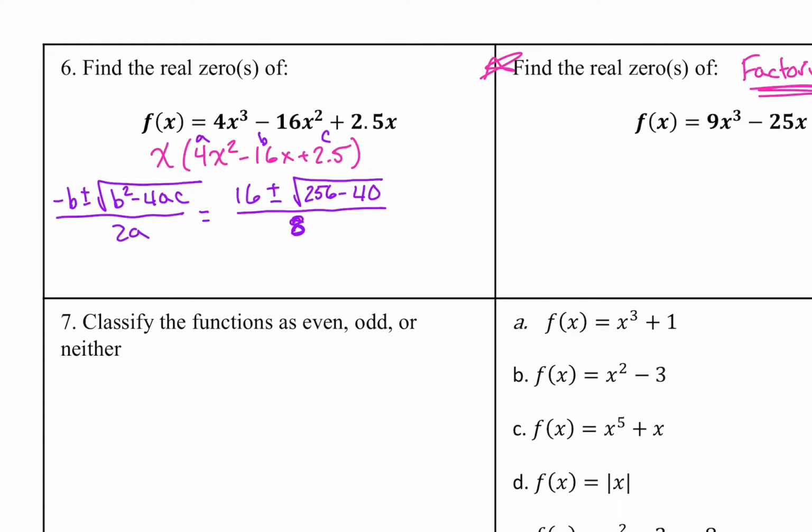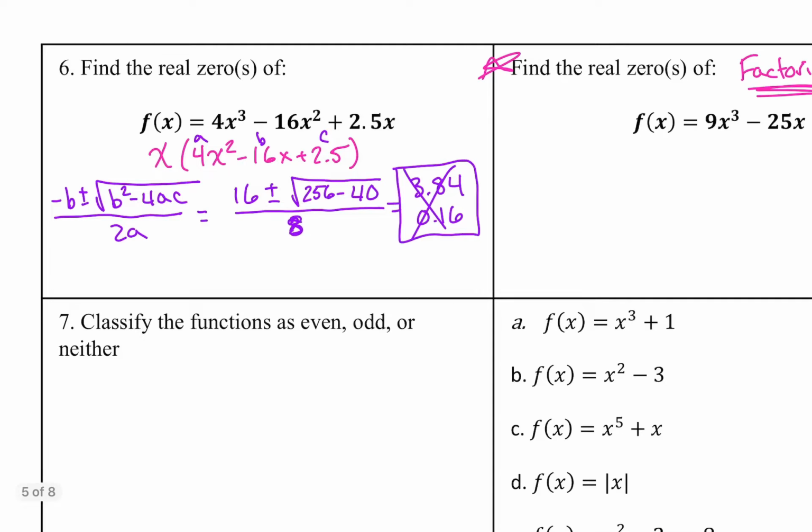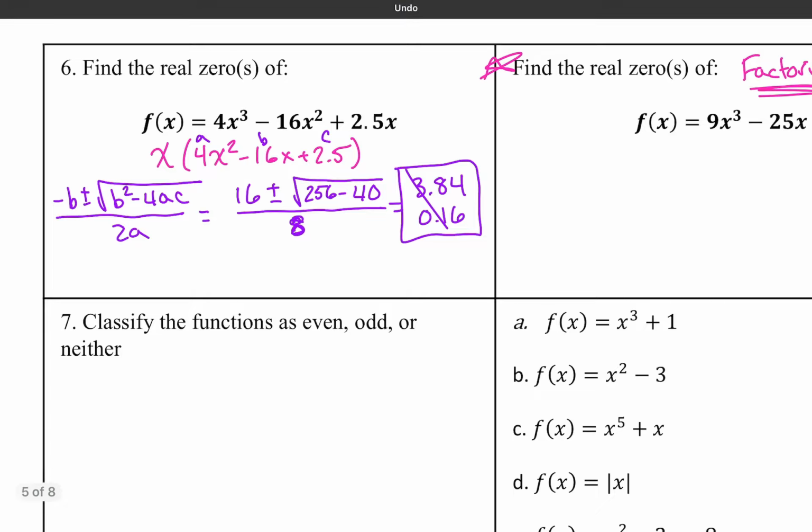And then divided by 8. So the first answer I end up getting when I do adding is 3.84. And when I do the same thing, but I subtract this time, I get 0.16. Now the problem is if you rush into it and only select these 2 answers, you would get the question wrong because there's more than just those 2 answers there.